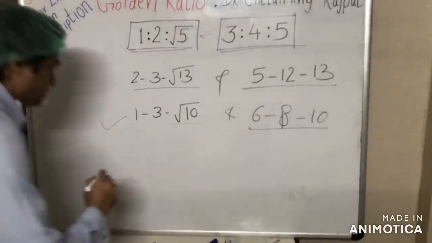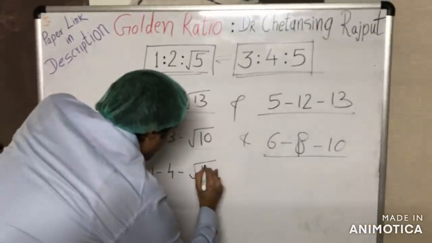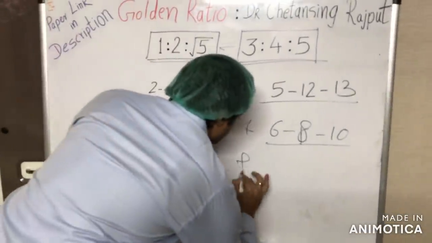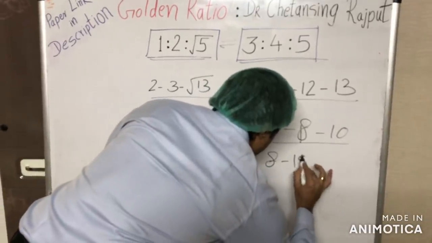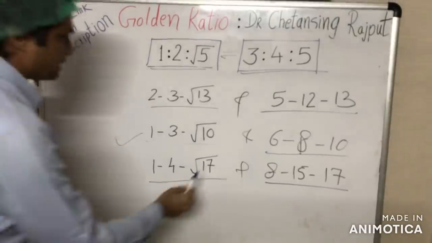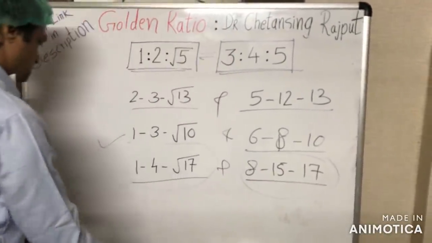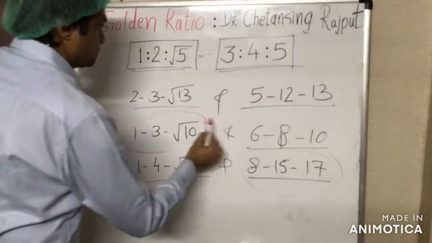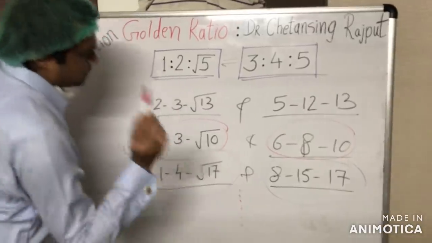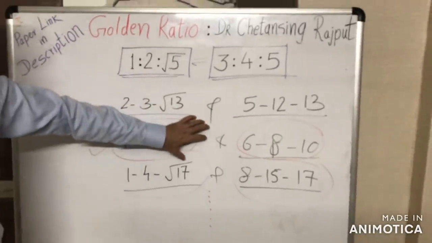One more example: the 1, 4, square root of 17 triangle, and the 8, 15, 17 Pythagorean triple. Look at these triangle couples. This and this Pythagorean triple. This and this Pythagorean triple. There are infinite triangle couples which can be formed on the basis of the same geometric principles.